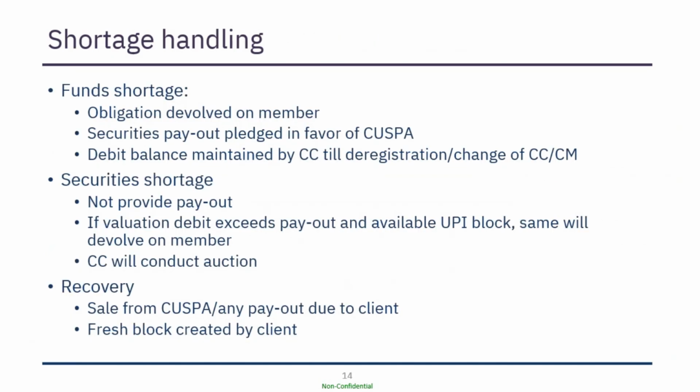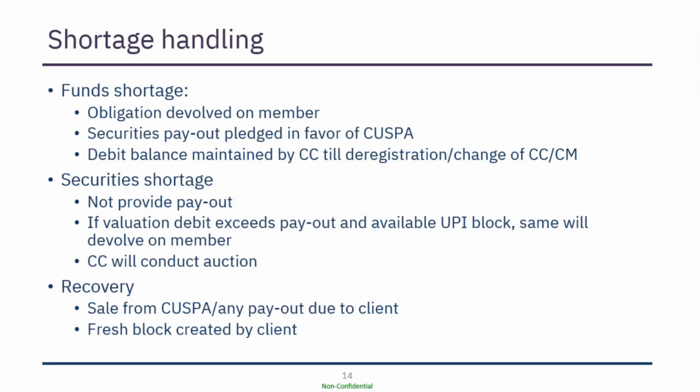So I mentioned briefly on shortages. How will shortage be handled? Let us cover that point. In case there is fund shortage, if the client does not have enough UPI block, the obligation will devolve on the member, and the member will make good the money.